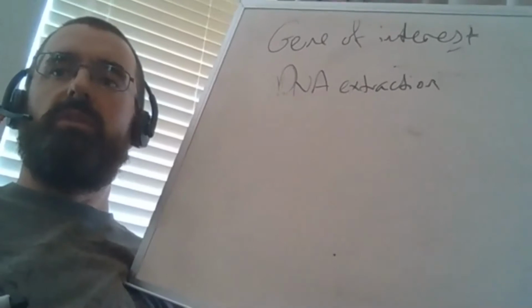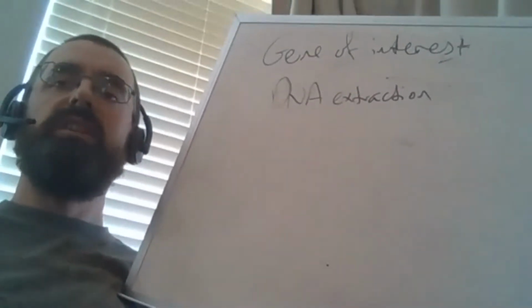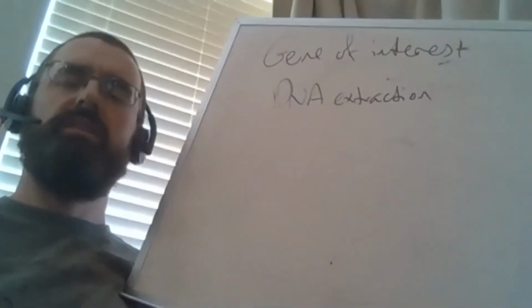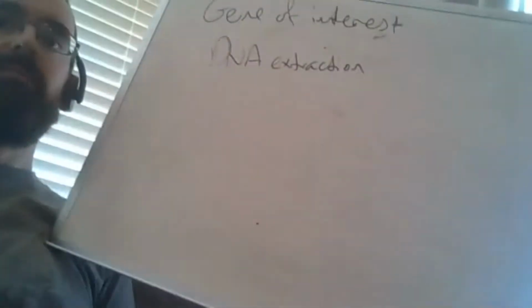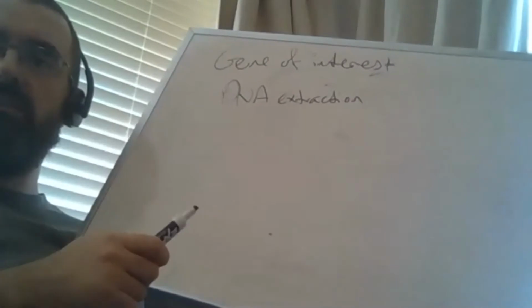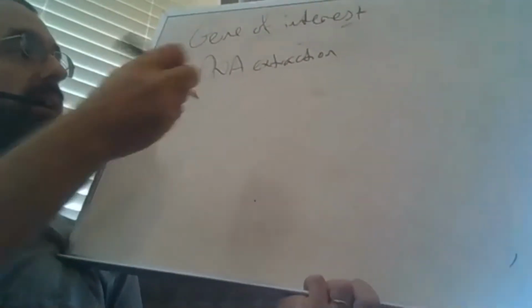your molecules of interest, a bunch of different stuff, right? So essentially you want to get your DNA, if it's a gene of interest, or RNA, if it's expression, out of the cells. That's what we're going to be talking about today.